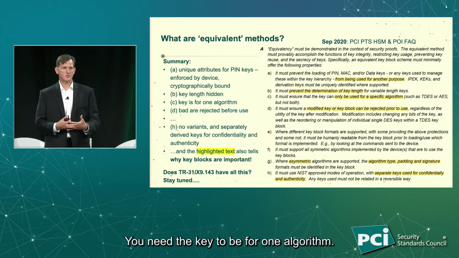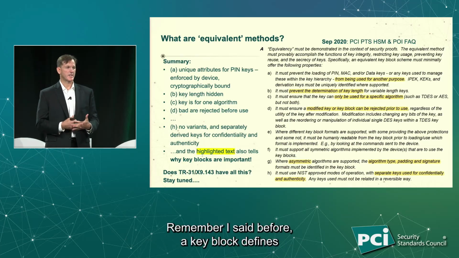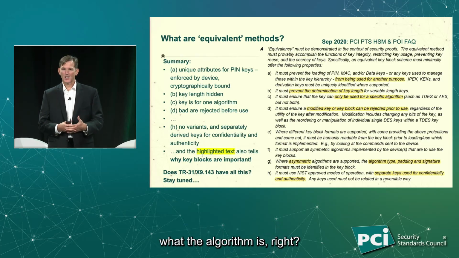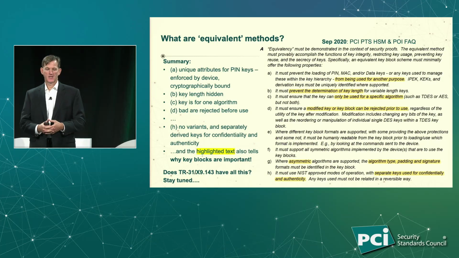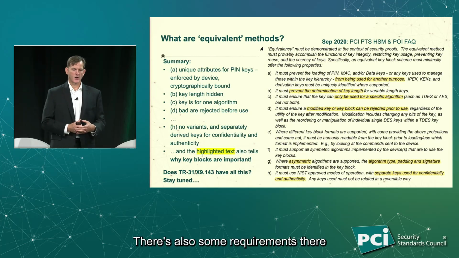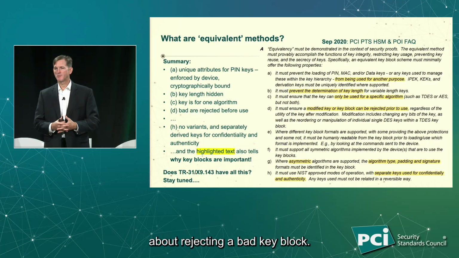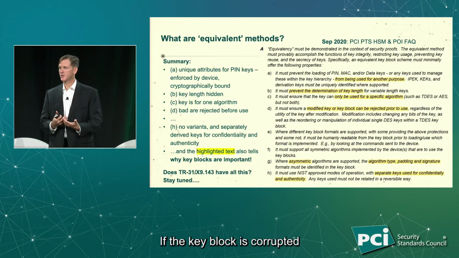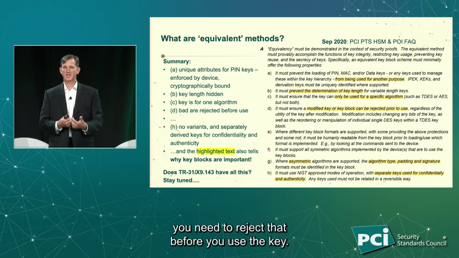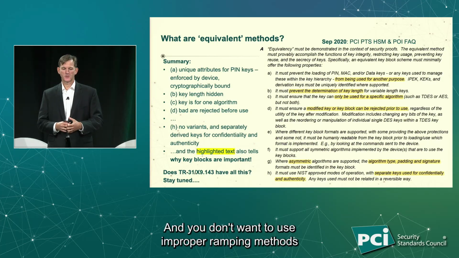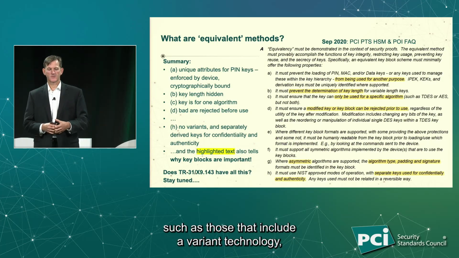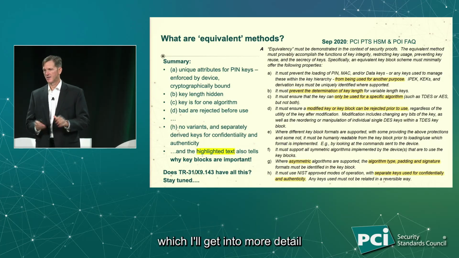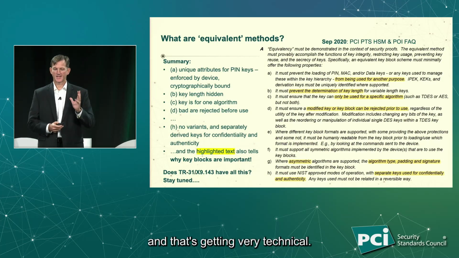You need the key to be for one algorithm. Remember I said before, a key block defines what the algorithm is, right? Is this an AES key or is it a TDES key? There's also some requirements there about rejecting a bad key block. If the key block is corrupted or if someone has messed with it, you need to reject that before you use the key. And you don't want to use improper wrapping methods, such as those that include a variant technology, which I'll get into more detail, and that's getting very technical.